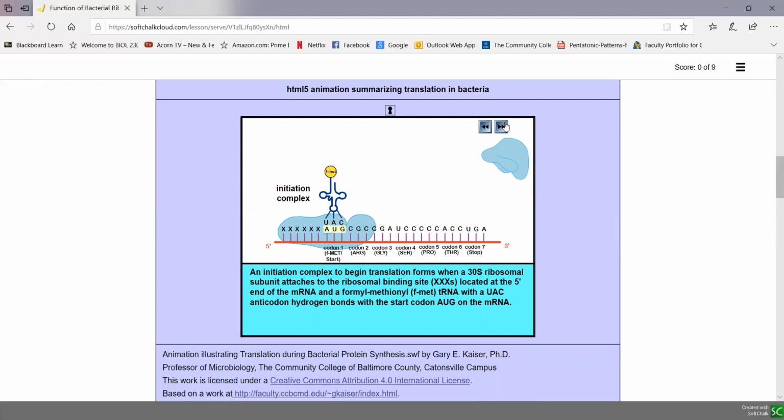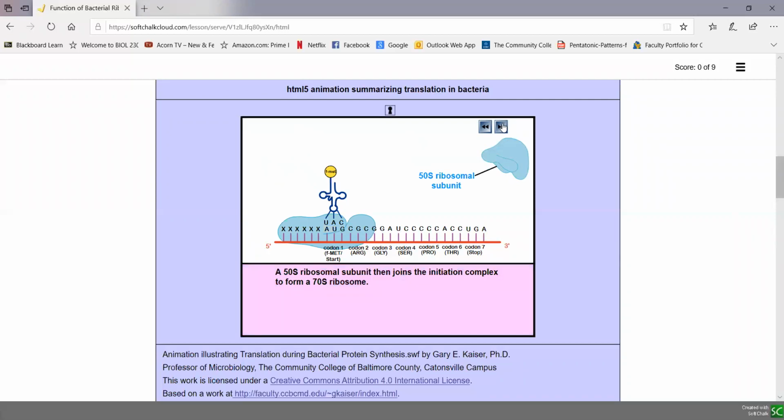And then the first transfer RNA, which is always complementary to the start codon, AUG, on the messenger RNA, lines up. And it has a complementary anticodon, UAC, because uracil pairs with adenine, cytosine pairs with guanine. At that point, a 50S subunit attaches to the initiation complex, and we're ready for translation to occur.